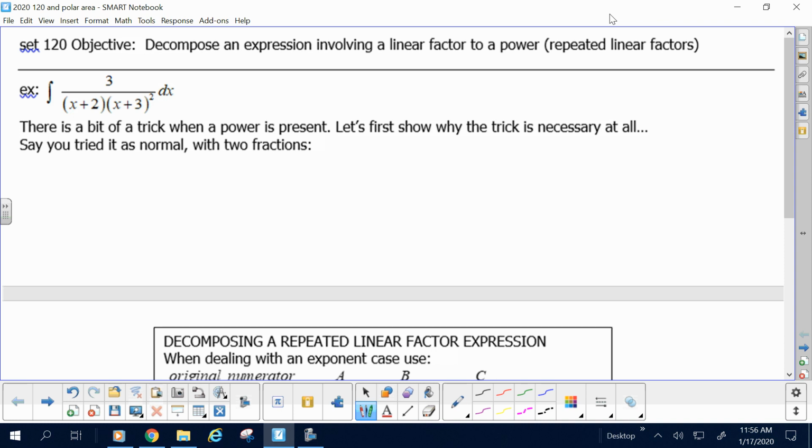Basic partial fractions. Today is what you call repeated linear factors. And then later on you'll do irreducible quadratics, but I think you've seen all this already.